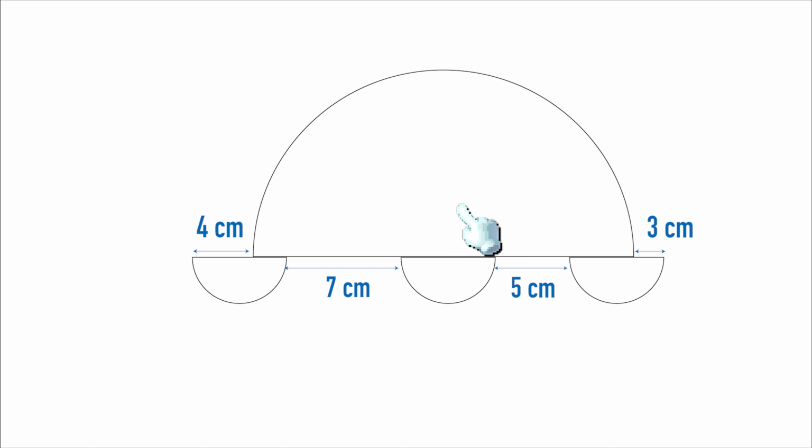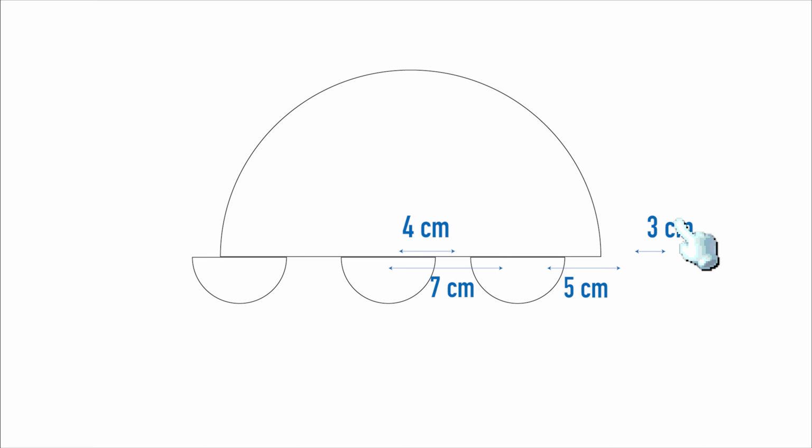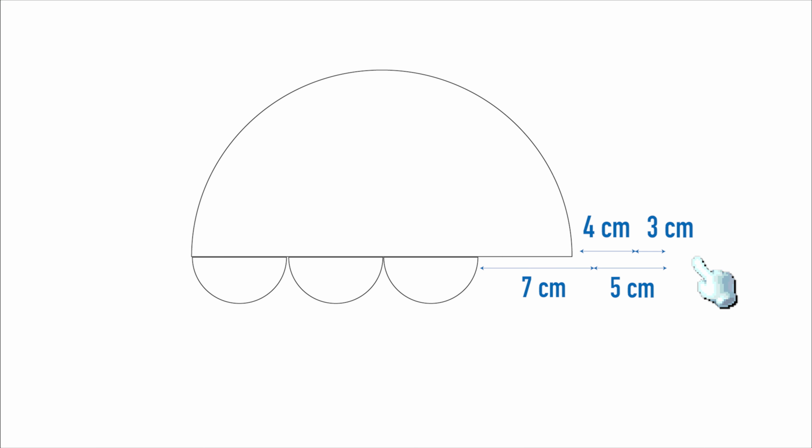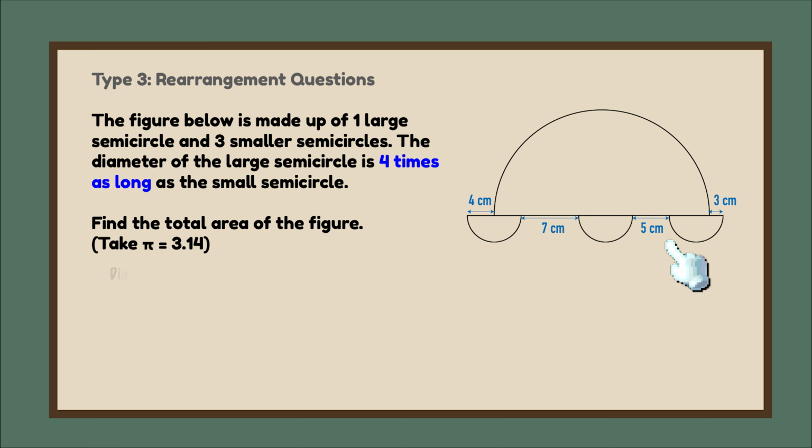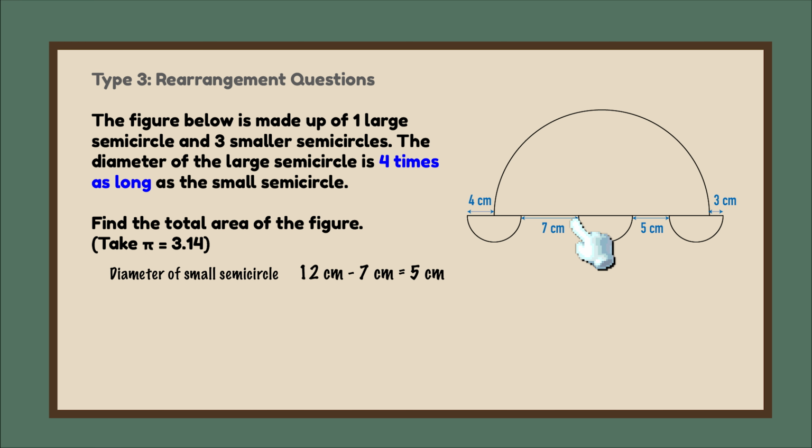Perhaps you could move everything to one side like this. And this works, right? We can add this up to get 12 cm, add this up to get 7 cm, and take 12 minus 7 to get the length of one small semicircle. And to find one large semicircle, we just multiply by 4.